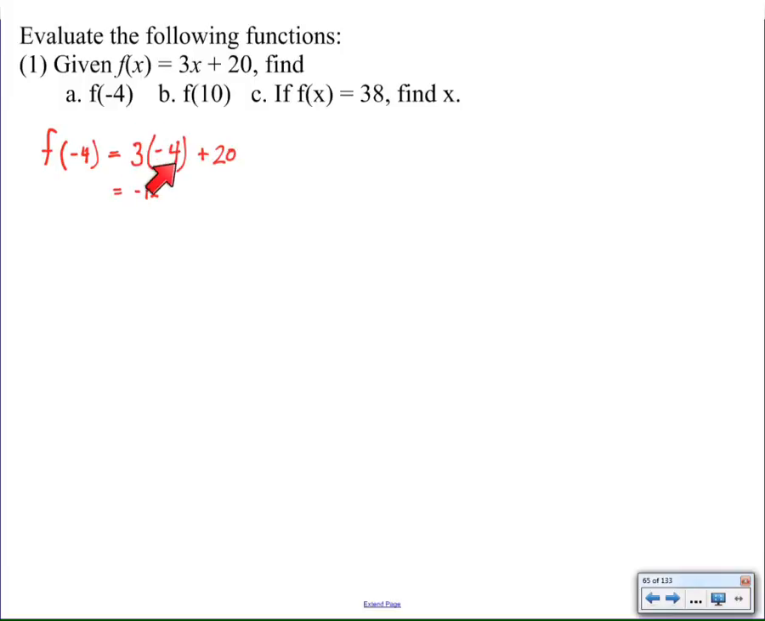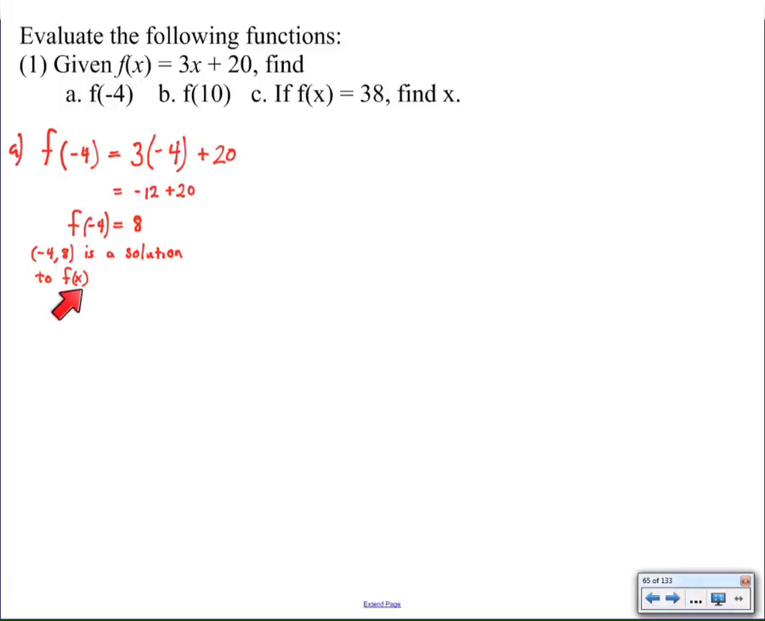Then notice again the parentheses. Now this is not 3 minus 4, it's 3 times negative 4. Without those parentheses, it would be really tough to see that it's a multiplication exercise. 3 times negative 4 is negative 12, plus 20 equals positive 8. Now, there's no context here, so I can't talk about heights and time, and I can't talk about blankets and profits, but what I can talk about is equations and solutions. Negative 4 is the x value, 8 is the y value, so negative 4, 8 is a solution to the f of x equation.